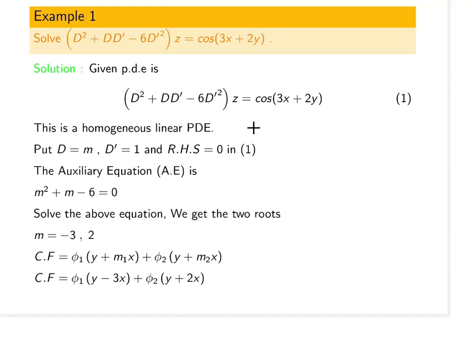Since it is a homogeneous equation, we can replace D is equal to m and D dash is equal to 1 and also RHS is 0. So we can get the auxiliary equation. Auxiliary equation is m square plus m minus 6 equal to 0. Replace m is equal to minus 3 and 2 in your complementary function. So we can get the complementary function.